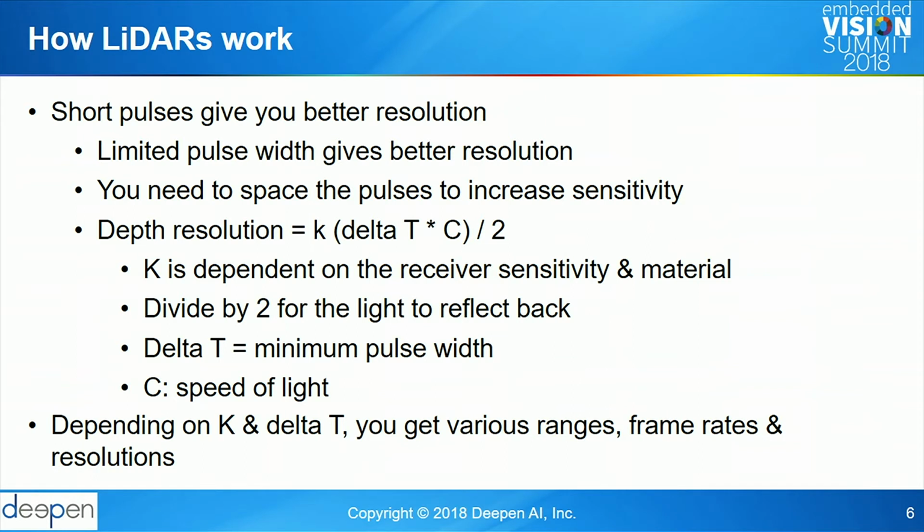So depth resolution will depend on your receiver sensitivity and material. Obviously, you divide by 2 because the light has to go hit something and come back. And there is always a constant, as we talked about. The delta t is the time difference, and c is the speed of light. And you get a ton of variations from different frame rates, different ranges, different resolutions.